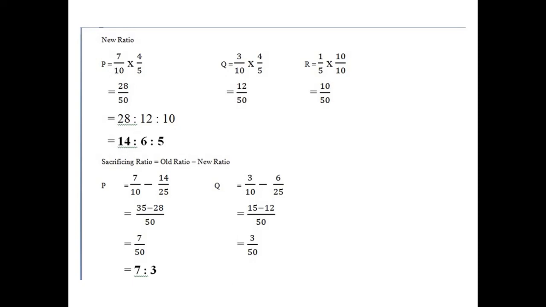So this remaining portion, that is 4 by 5, will be shared between P and Q as per their old ratio, 7:3, as you can see here. And we are multiplying both numerator and denominator by 10, so that the denominator of all the partners becomes equal. So as you can see here, we have the new ratio 14 is to 6 to 5, and the sacrificing ratio can be calculated using the formula, and you will know it very well. So let us move on to the revaluation account.